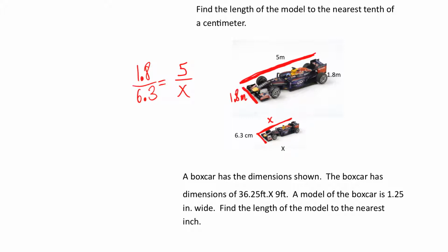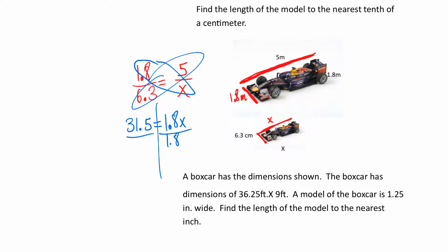Okay. So 6.3 times 5 is what? It's 31.5. And then 1.8 times x is 1.8x. X equals 17.5. So this is 17.5 centimeters.